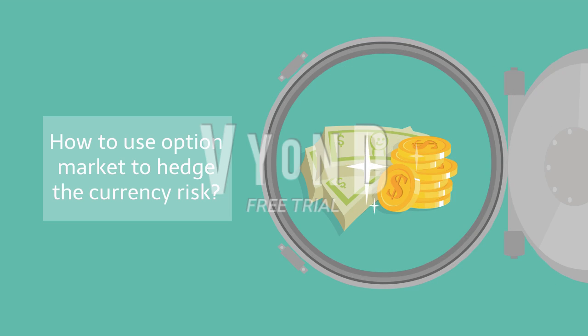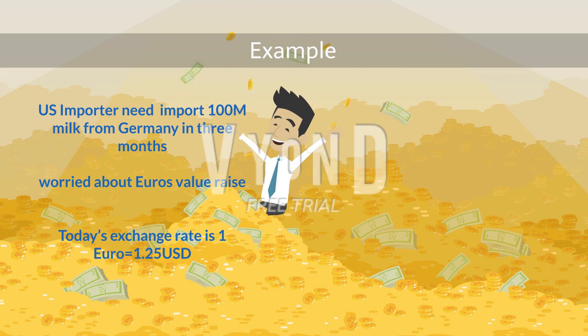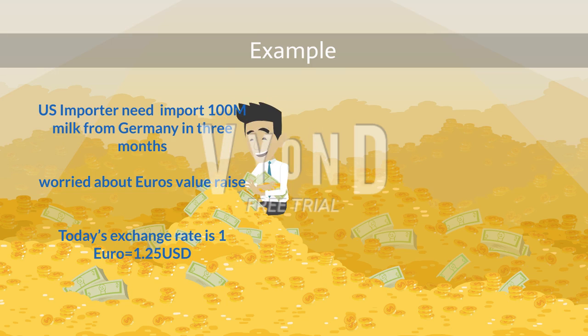The option market is also used as a financial instrument in the foreign exchange market, and is popular for hedging currency risk. Here we have an example to explain how to use the option market to hedge currency risk. A US importer imports 100 million euros of milk from Germany in 3 months, and they are worried about the euro increasing. Today's exchange rate is 1 euro equal to 1.25 US dollars.